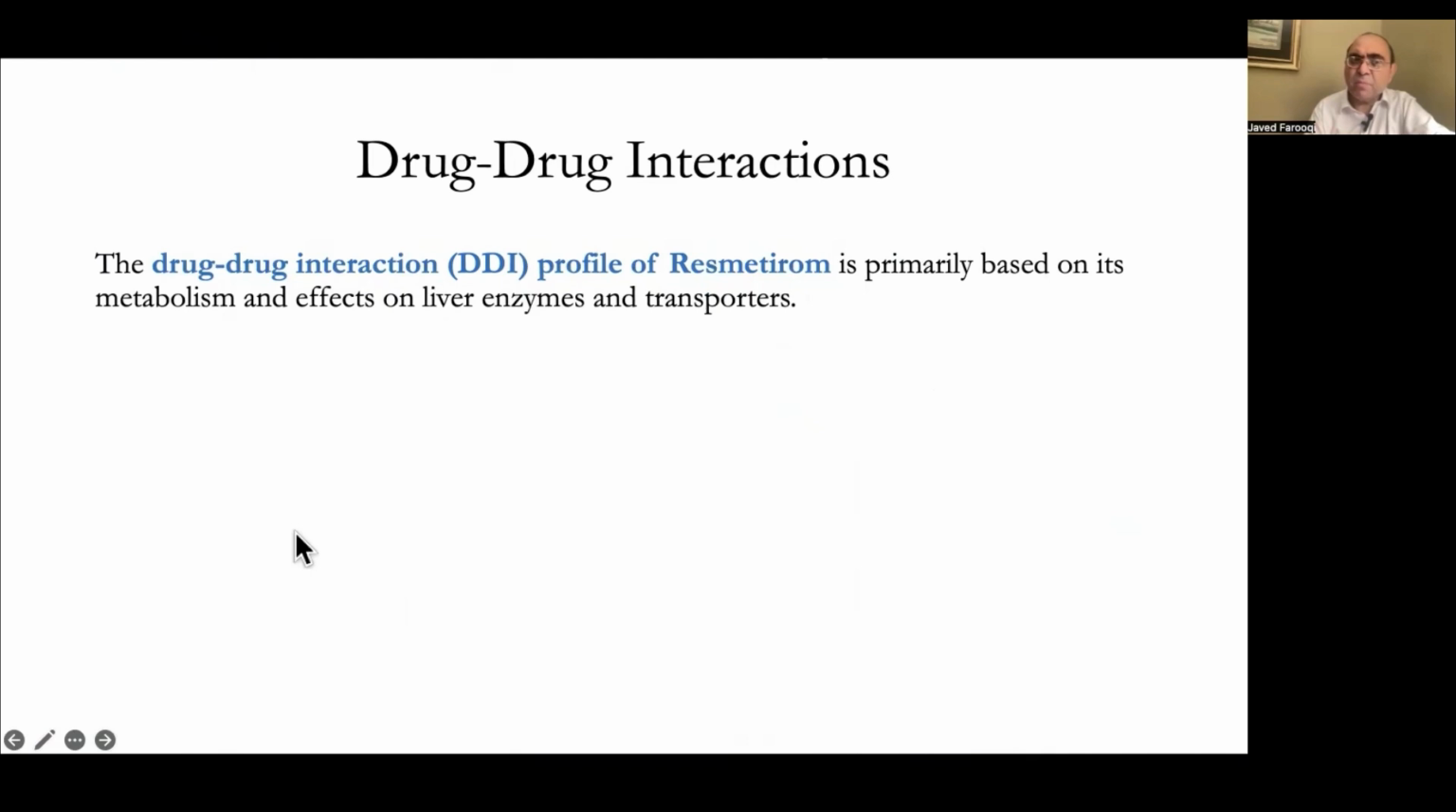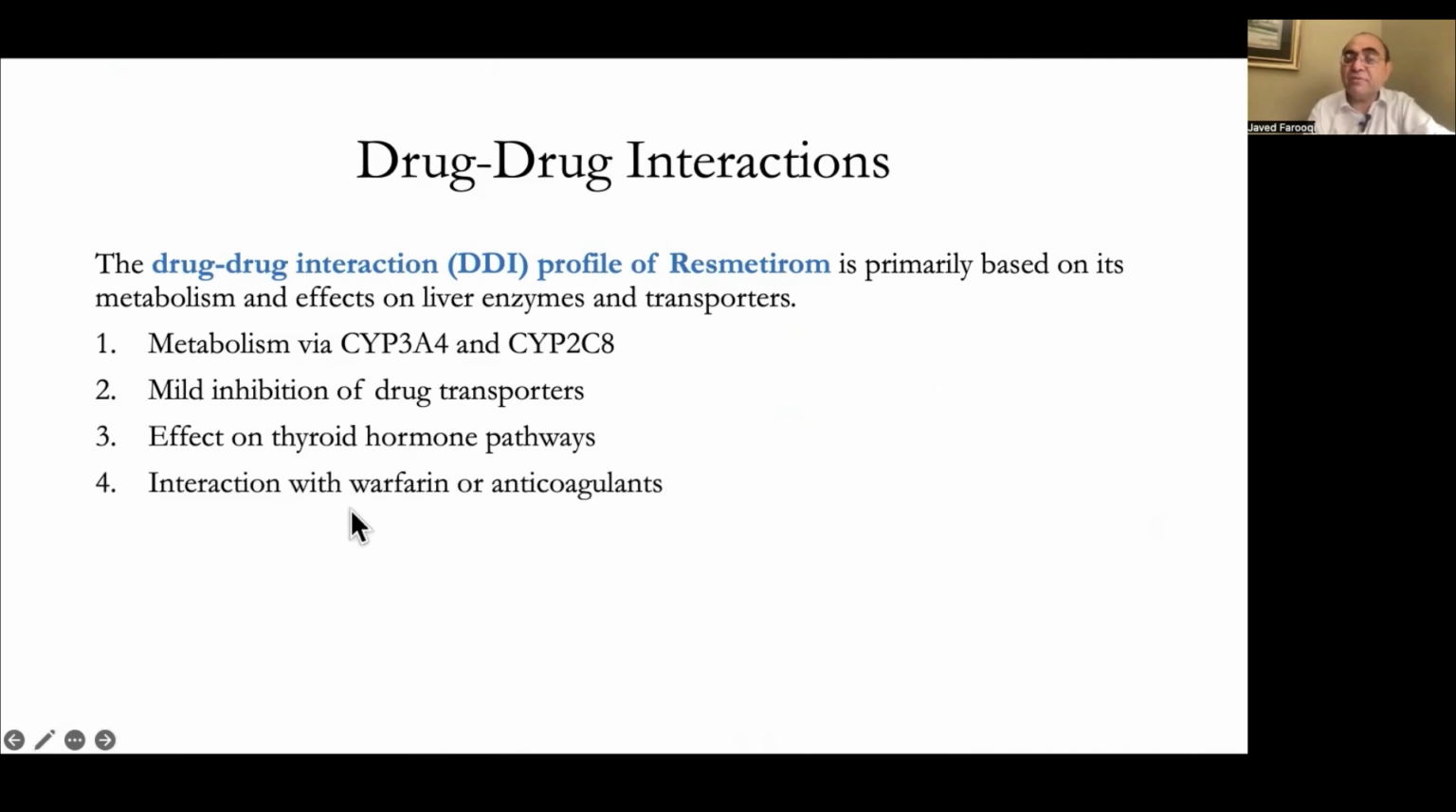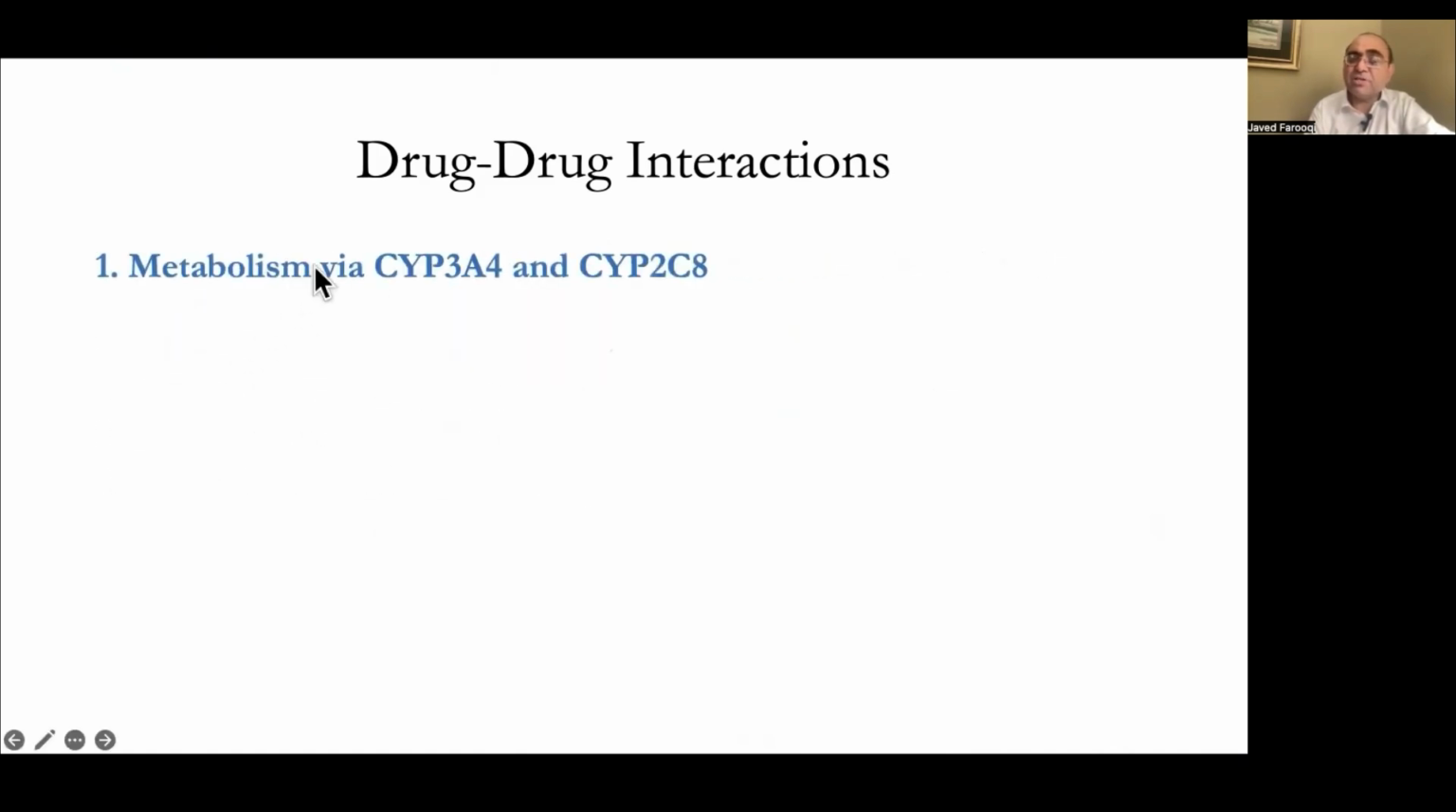The discussion continues. The drug-drug interaction profile of resmetirom is primarily based on its metabolism and effects on liver enzymes and transporters. So we can discuss the drug-drug interactions of resmetirom by those caused by the metabolism by CYP3A4 and CYP2C8, then mild inhibition of drug transporters, then effects on thyroid hormone pathways, and then interaction with warfarin or anticoagulants. First, we take the metabolism via CYP3A4 and CYP2C8.